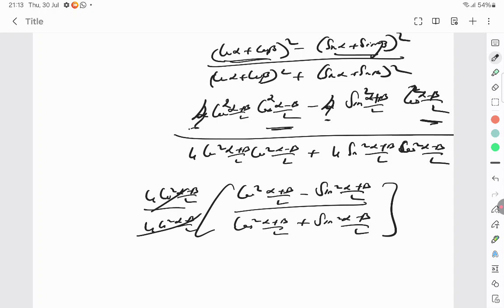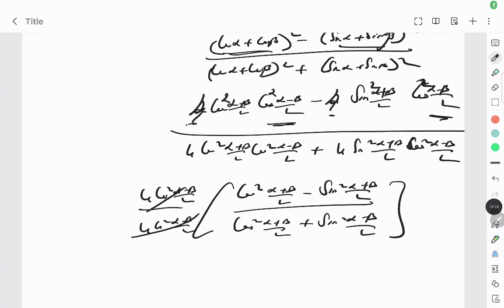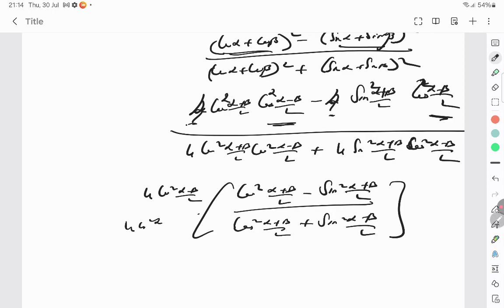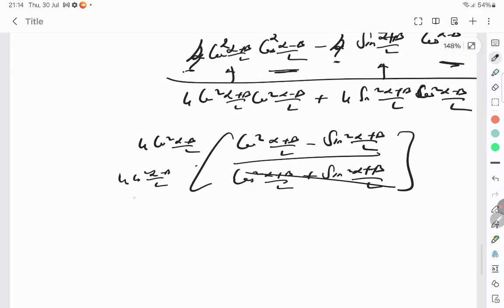And then actually what you have in common here, when you take it common, in the numerator you have 4 cos square (alpha minus beta)/2, and in the denominator you have 4 cos square (alpha minus beta)/2. You have cos square (alpha plus beta)/2 minus sin square (alpha plus beta)/2 by cos square (alpha plus beta)/2 plus sin square (alpha plus beta)/2. So this itself is 1.